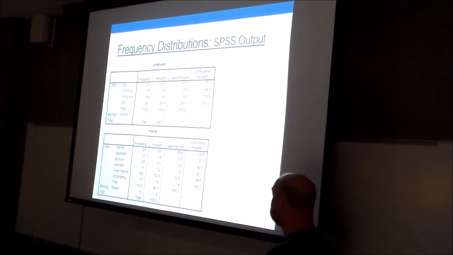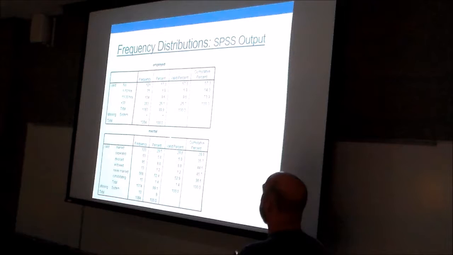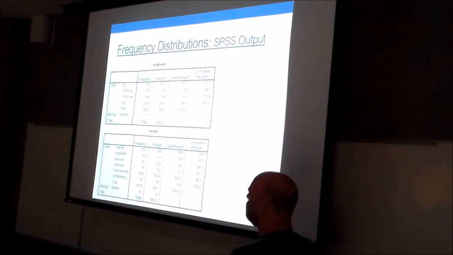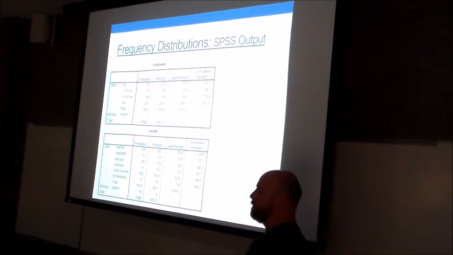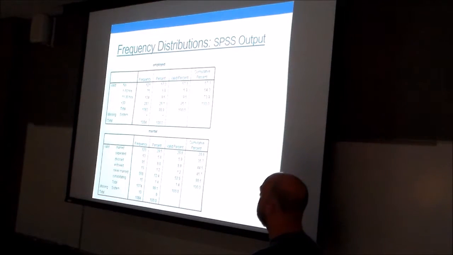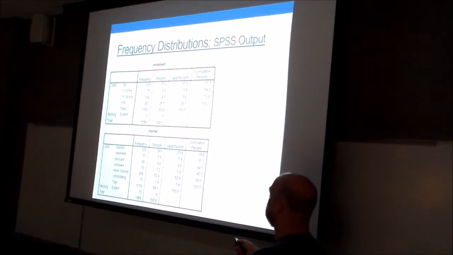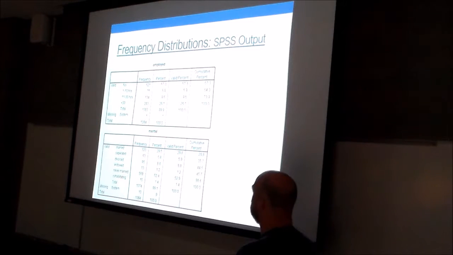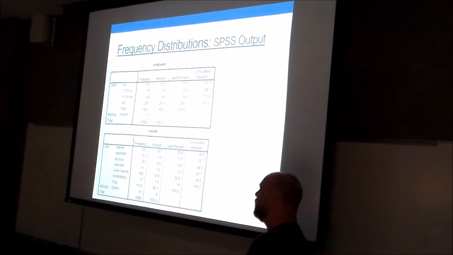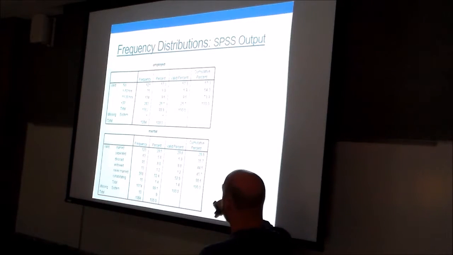So some examples. Sometimes your bins are going to be determined by the data that you collected. Here we have information on employment, and what we collected was no employment, 1 to 10 hours a week, 11 to 30, and over 30 hours a week. That's what we're left with based on the data that we collected. And so we've got the frequency, the number, the percent, and the valid percent.